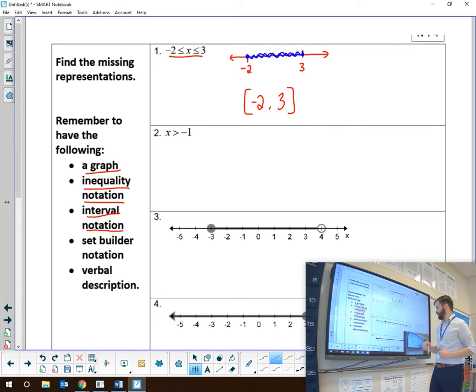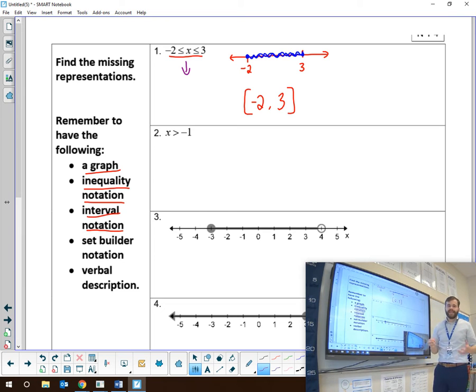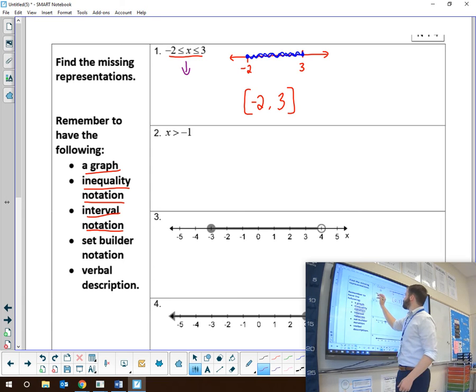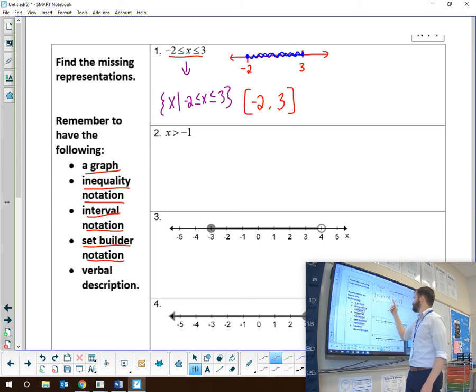What about set builder notation? Well, the great thing is set builder notation is just exactly like the inequality. It's just a little bit fancier, right? We just have the squiggle brackets. I like to call them squiggle brackets, x such that, then we just write the inequality. Negative 2 is less than or equal to x, and x is less than or equal to 3, and then we're going to close it off with another squiggle bracket. So we've taken care of set builder notation right there.